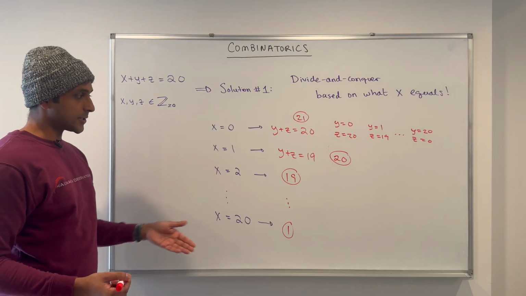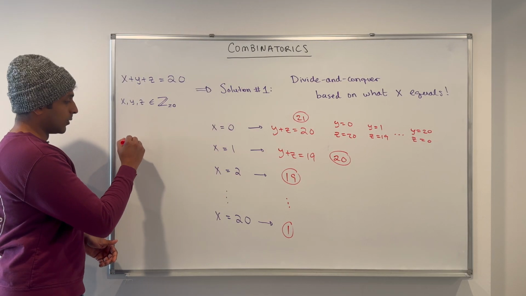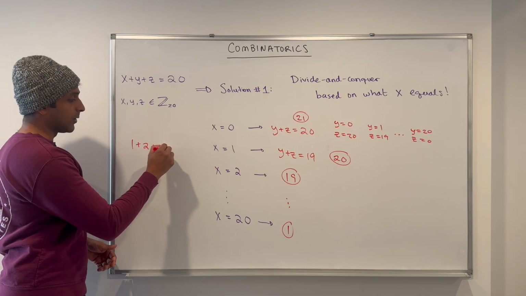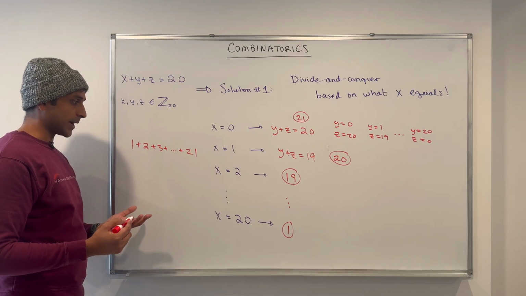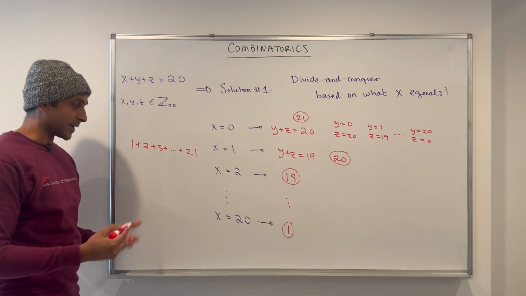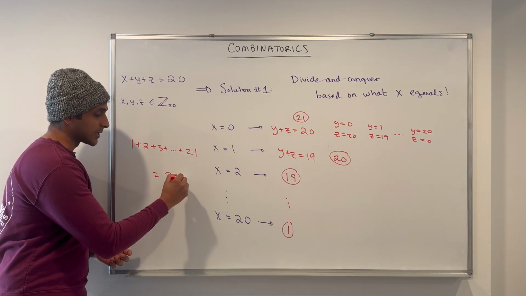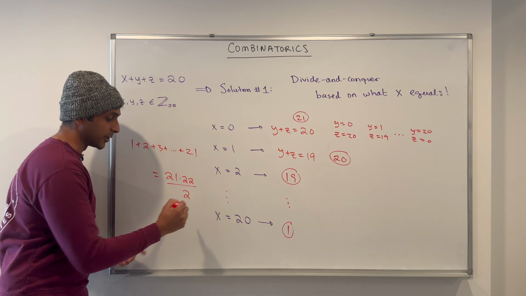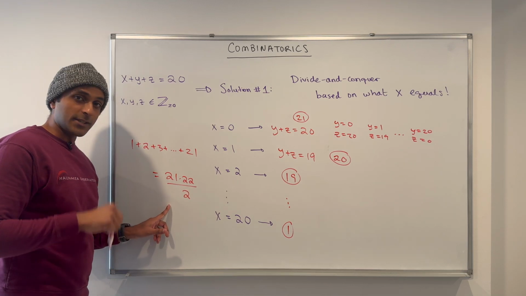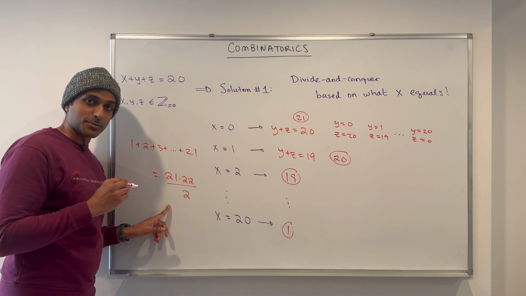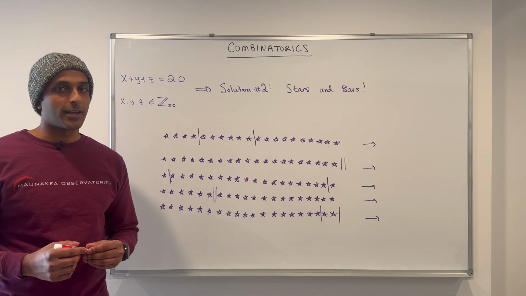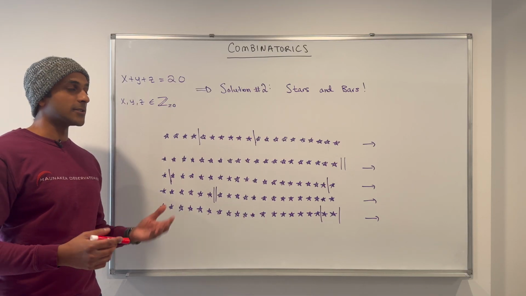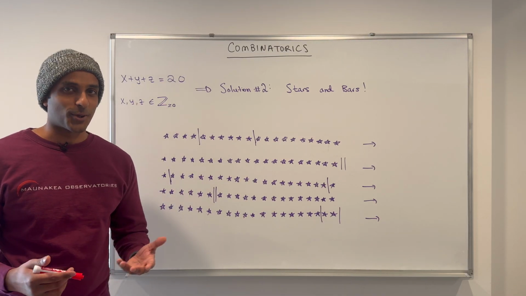So the answer to the question is just the sum of these cases, so that would be 1 plus 2 plus 3 all the way until 21. And if you know the formula for that, which maybe you do, maybe you don't, I can just tell you what it is. It's equal to 21 times 22 over 2, and maybe in a later video we'll prove that. But in this video, I want to show you a better way of doing this problem, and problems just like it. And now for the namesake of the video, an introduction to the powerful technique of stars and bars.